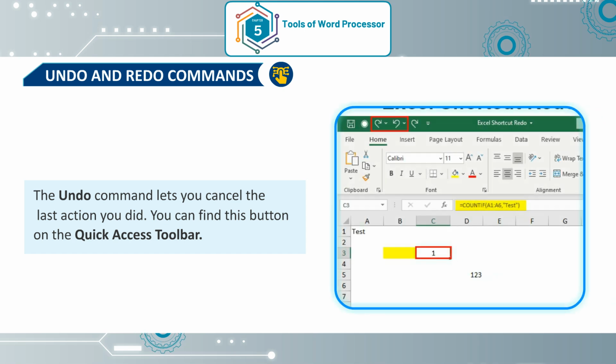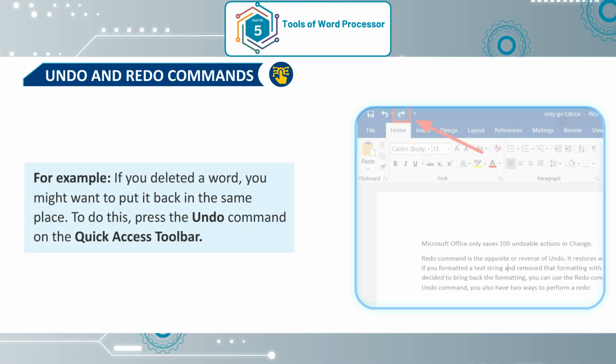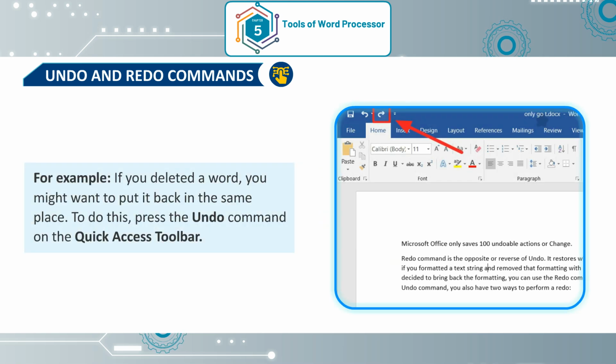Undo and redo commands. The undo command lets you cancel the last action you did. You can find this button on the Quick Access toolbar. For example, if you deleted a word, you might want to put it back in the same place. To do this, press the undo command on the Quick Access toolbar.